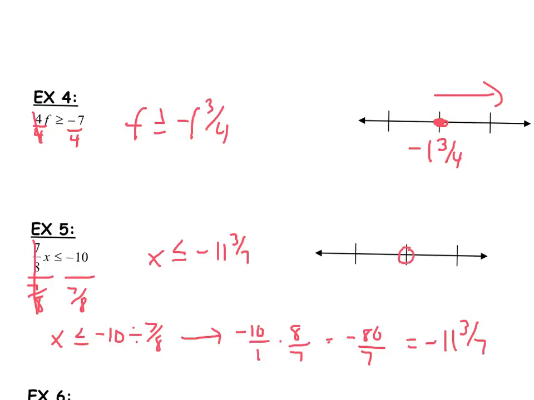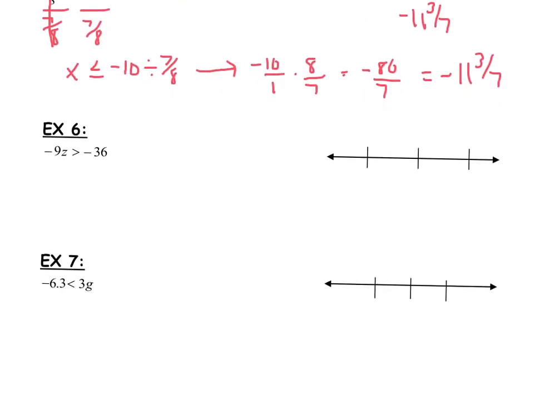So less than or equal to means I have a closed circle, negative 11 and 3/7, and that's the direction x is less than or equal to. So we have to remember how to do our fractions, don't we, on these? All right, number 6 and 7.